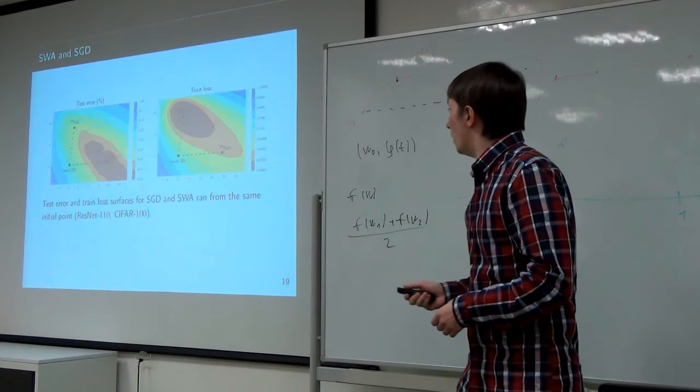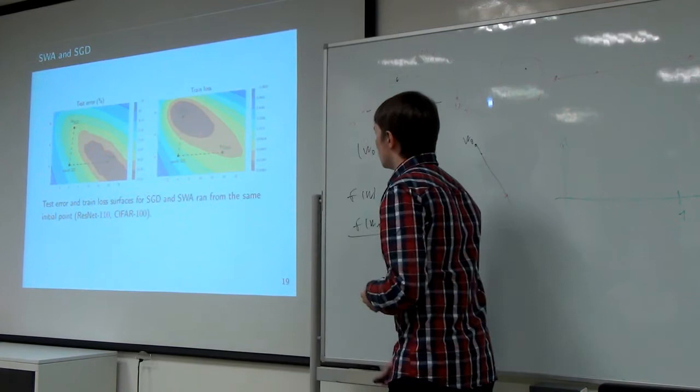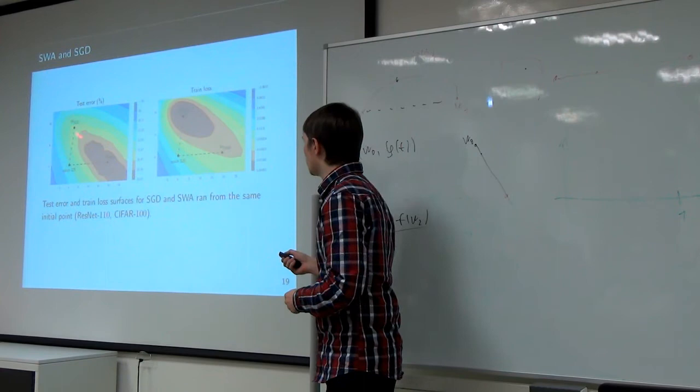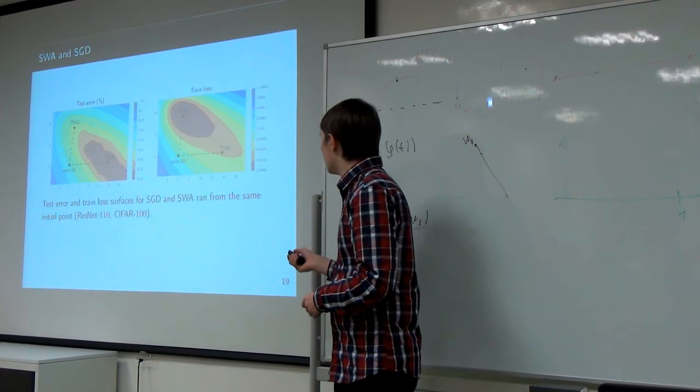Here we have the following visualization. We run network training, stop training after epoch 125, and starting from this point, we run 2 procedures. The first one is we continue training and obtain the SGD point, and the second procedure is our weight averaging procedure starting from this point.